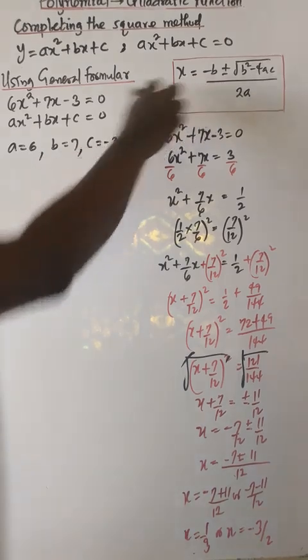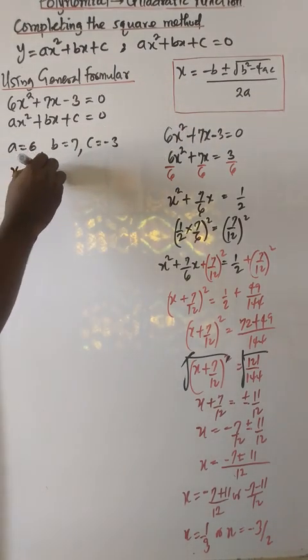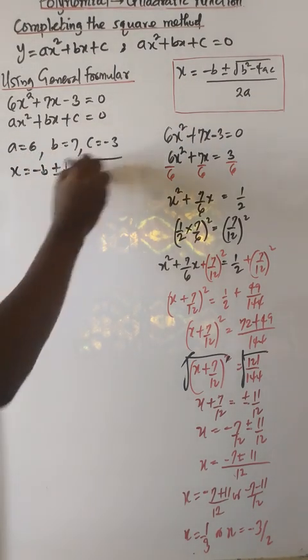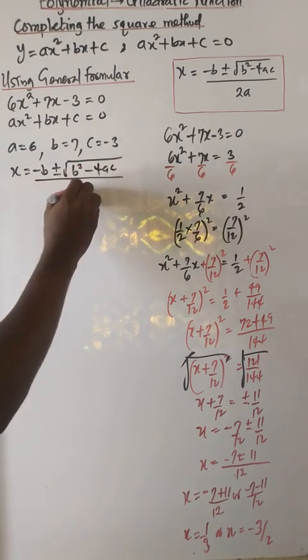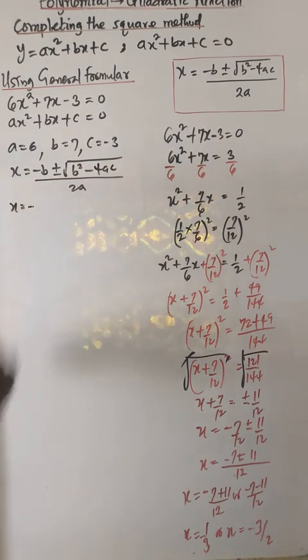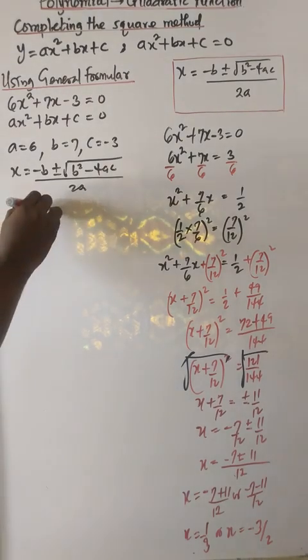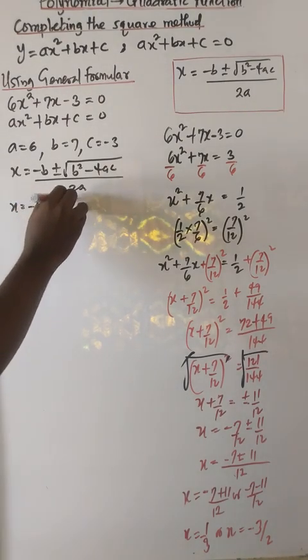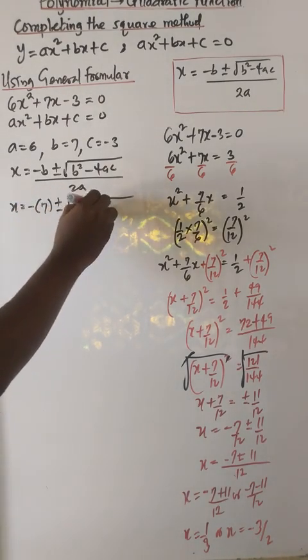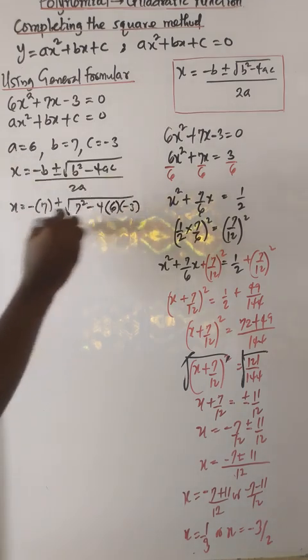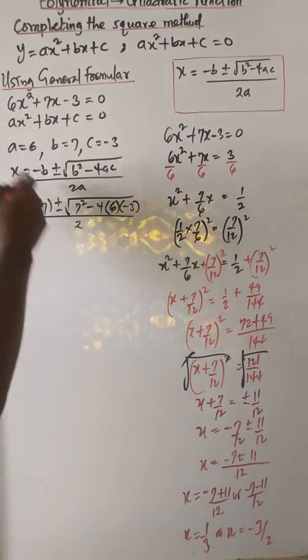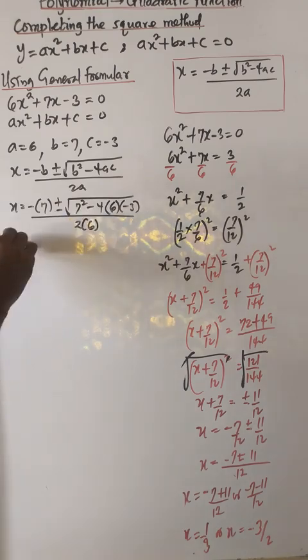So using the same formula, x, which is what we are looking for, is minus b plus or minus the square root of b squared minus 4ac, divided by 2a. So x becomes minus, what is b? b is 7, plus or minus the square root of 7 squared minus 4, a is 6, c is negative 3, over 2a, and a is 6.